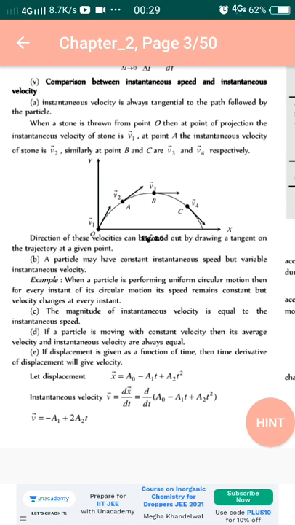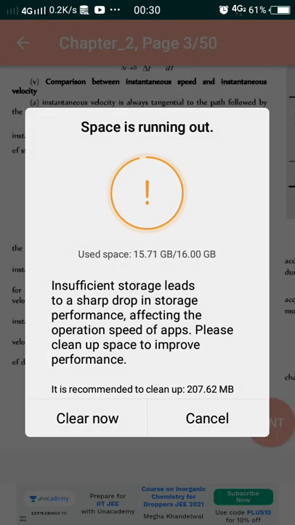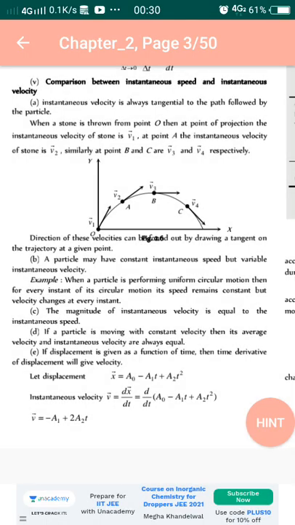A particle may have constant instantaneous speed but variable instantaneous velocity. Example, when a particle is... this point will be revised in the next video.